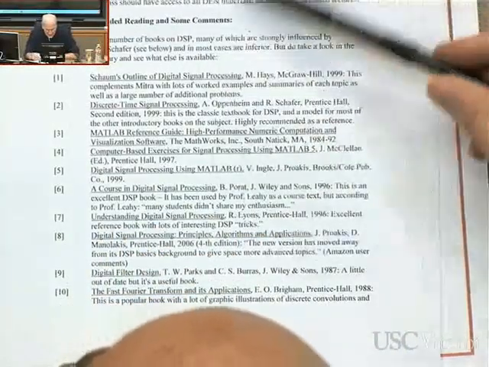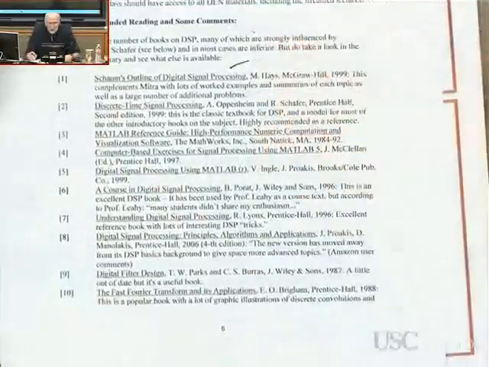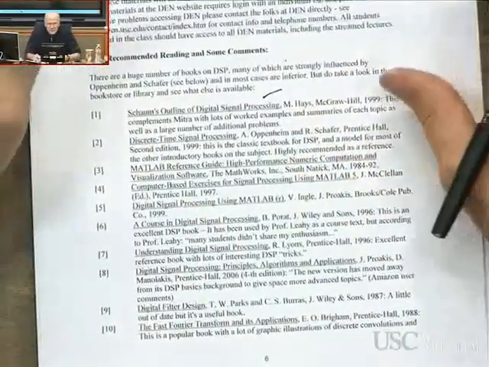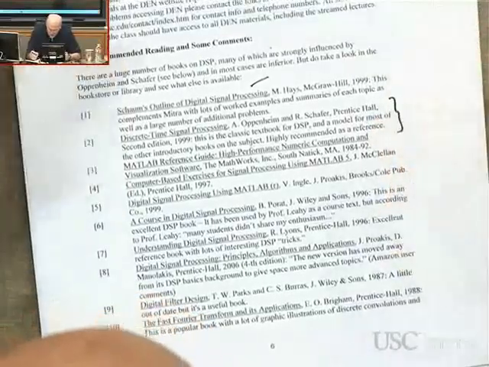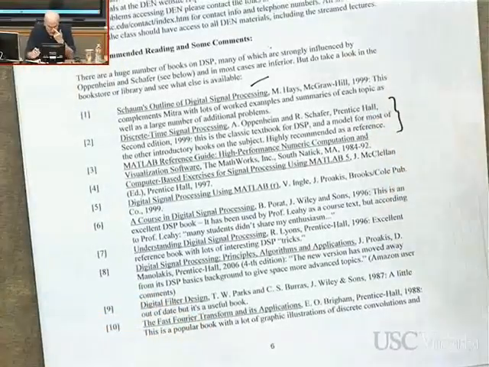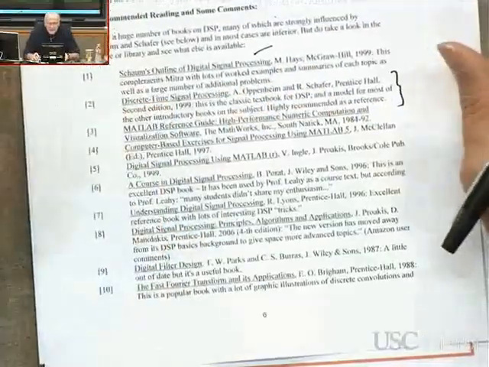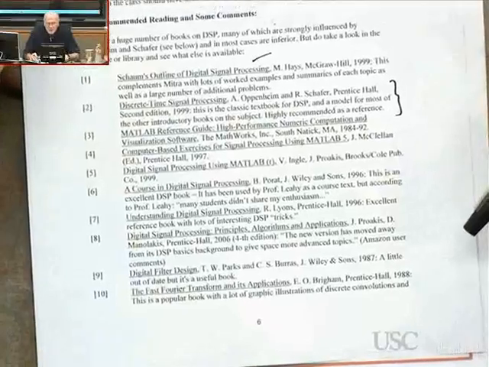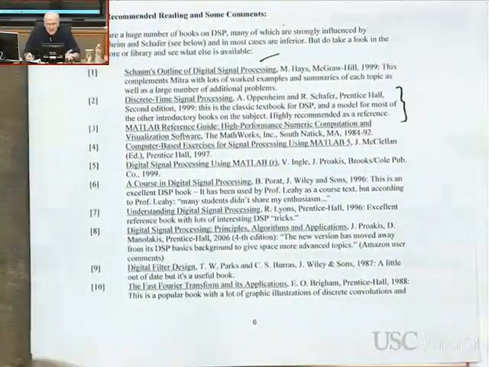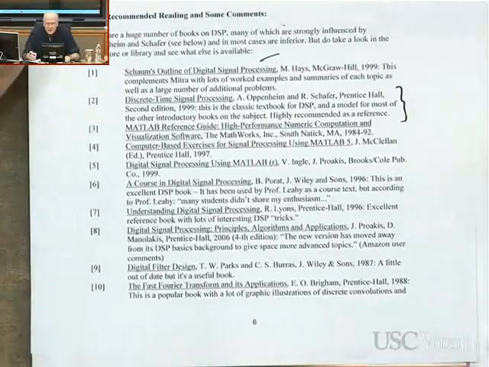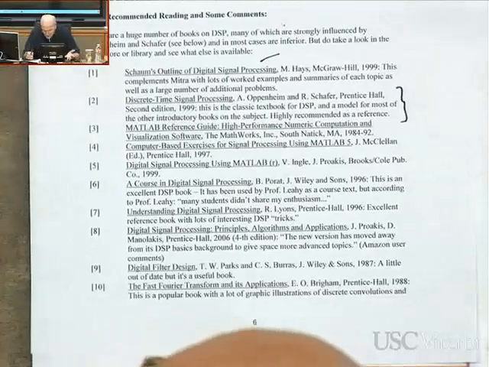I also have some recommended reading. The Schaum's outline is always a good source. They have a lot of problems. If you have problems, this is a really good reference. In fact, this is the discrete-time signal processing reference by Oppenheim and Schafer. This is a classic, and actually it's a model for most of the other introductory texts. And I would highly recommend it as a reference.